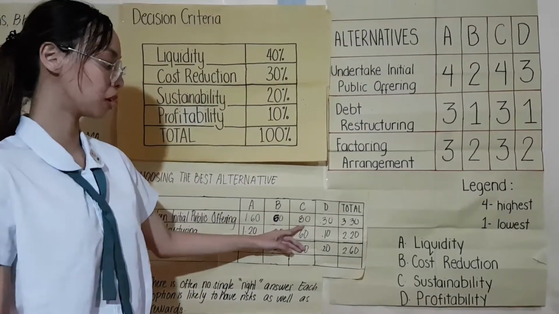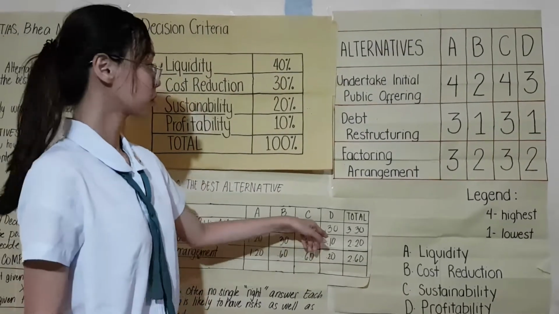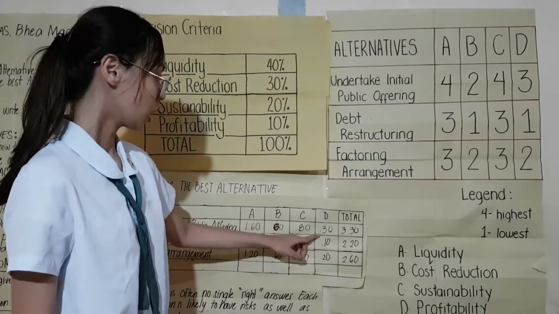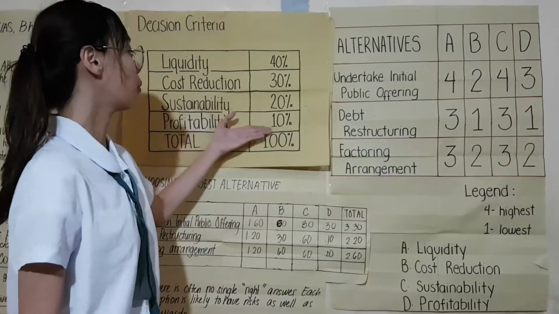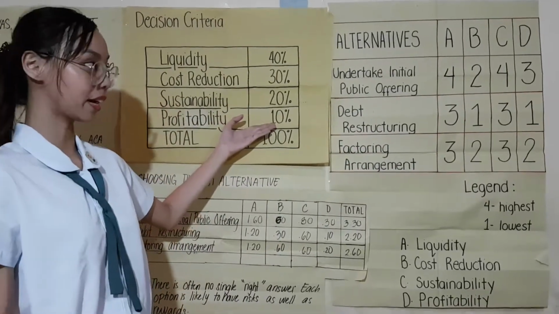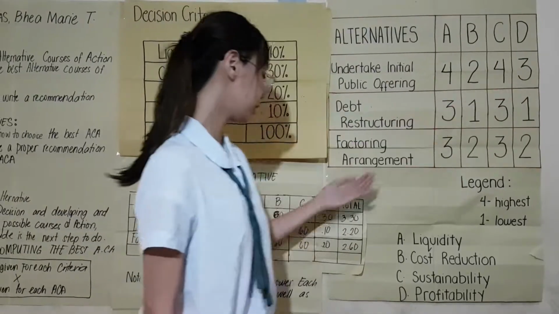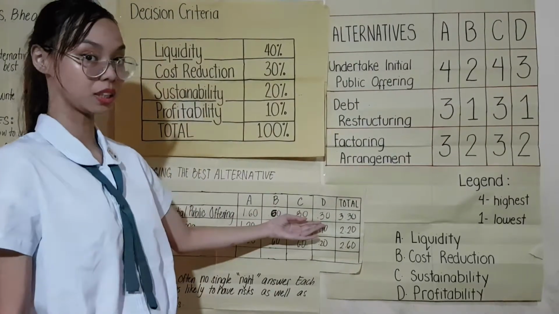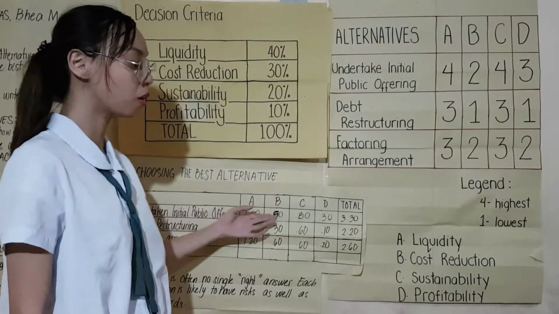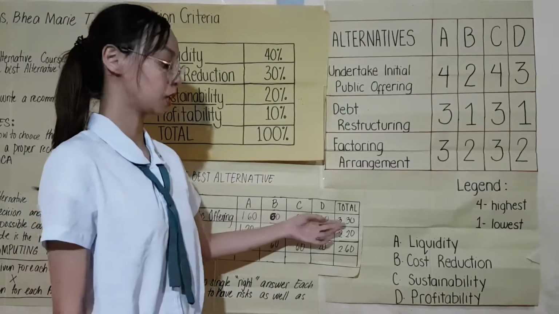The last one would be D, profitability, weighted as 10% or 0.10 multiplied by 3, which is the rate, and the product would be 0.30. The sum of these products would be 3.30.